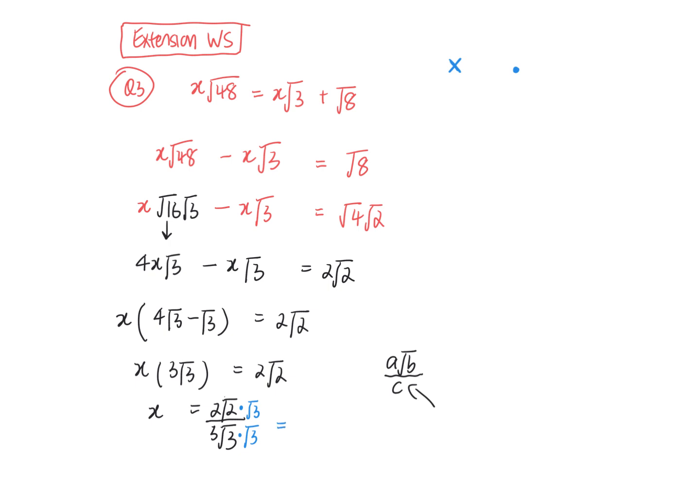So I simplify. Root 2 root 3 is just root 6, and then root 3 times root 3 is just 3. So your final answer is 2 root 6 over 9.